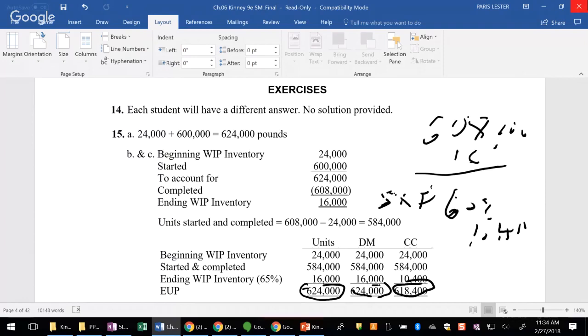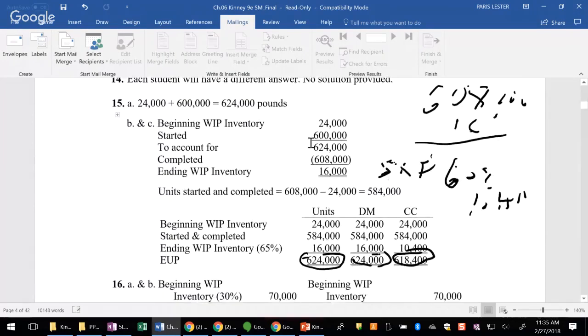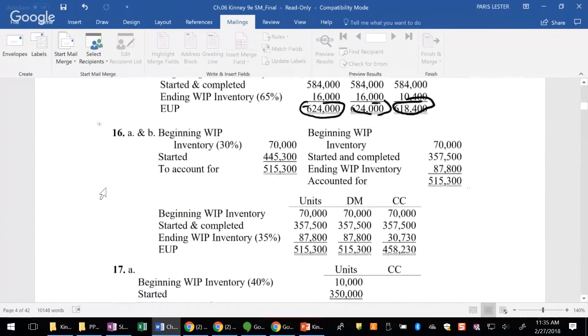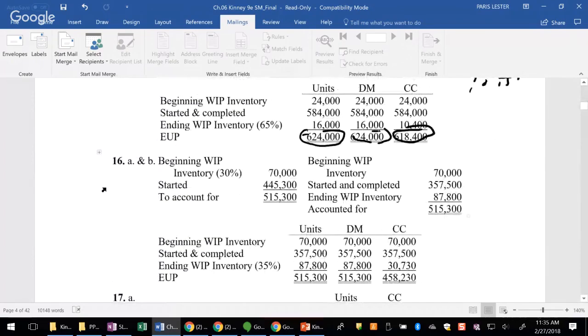All right, number 16. O'Malley Corporation uses a weighted average method, and they give you the units and they give you the percents completed. Folks, I'm not going to go over every one of these that just says equivalent units. We'll just check your answer real quick. For 16, your answer is 515,300 for materials, 458,230. Okay.